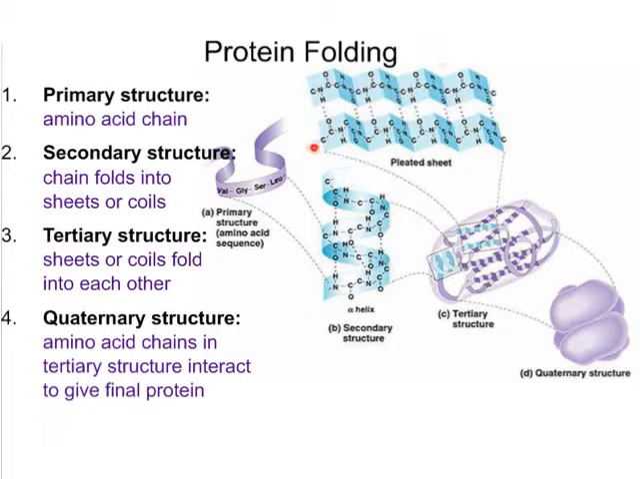Those either sheets or coils or both of them basically fold into each other to make this kind of tertiary structure, some sort of a glob. That tertiary structure will then, the amino acids in it will interact to give us our very final product, the quaternary structure, and it is the final functioning protein.